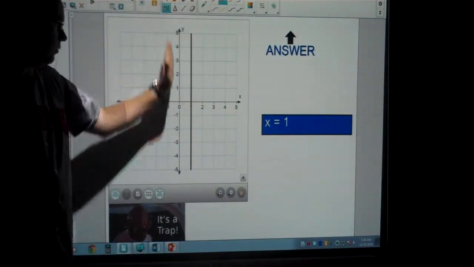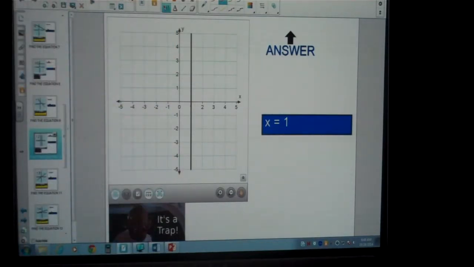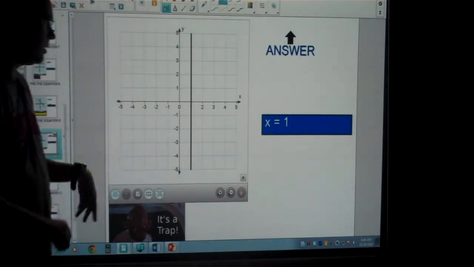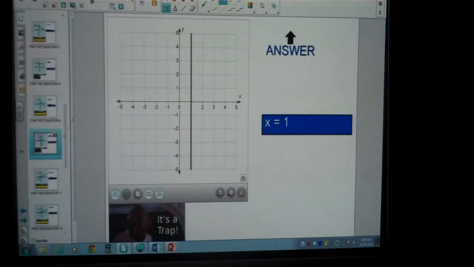Similar to the other question, the y-axis goes this way, so a lot of people do make that mistake and say that it's y equals 1. So just be careful with that. Either remember you've got to switch them over, or just look which axis does it pass through and at what number, and then you can figure that out.